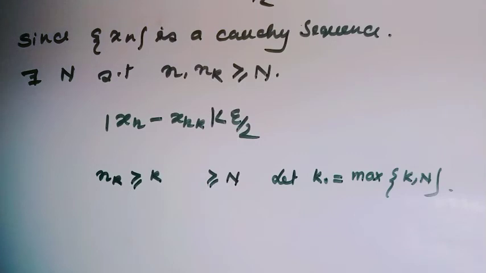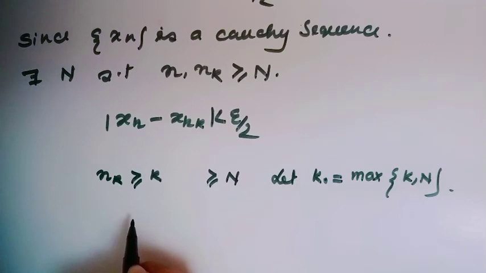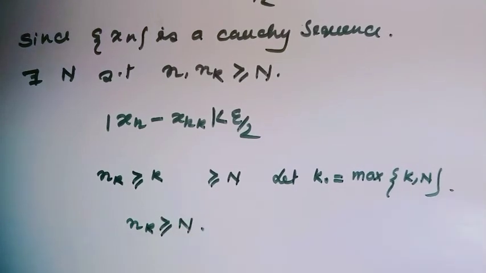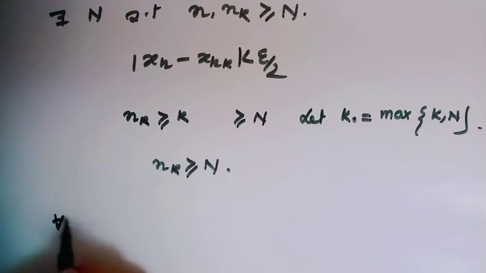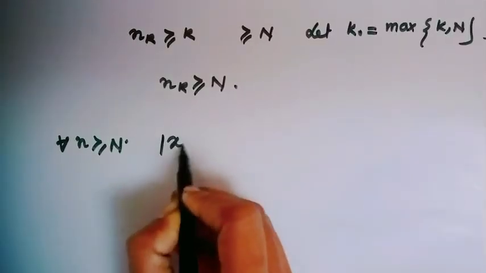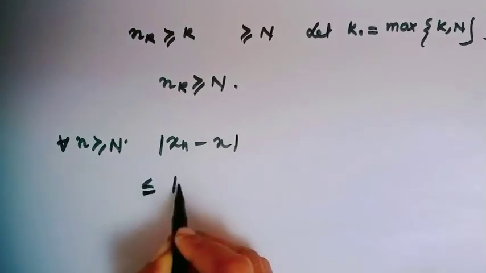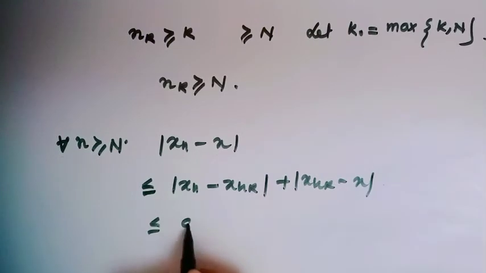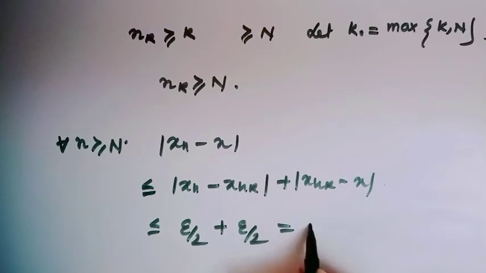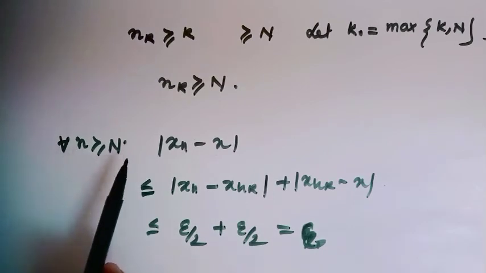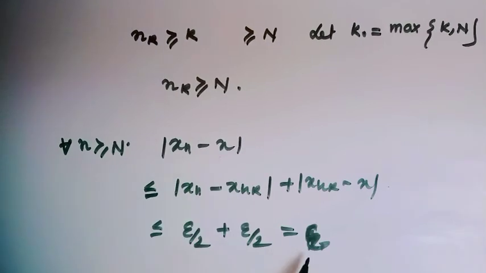That implies n_k will always be greater than or equal to capital N. Okay, that means for all n greater than or equal to capital N, this estimate: absolute value of x_n minus x is less than or equal to absolute value of x_n minus x_{n_k} plus x_{n_k} minus x, which is less than or equal to epsilon over 2 plus epsilon over 2, equal to epsilon. Okay, that means for all n greater than or equal to capital N, absolute value of x_n minus x is less than or equal to epsilon.